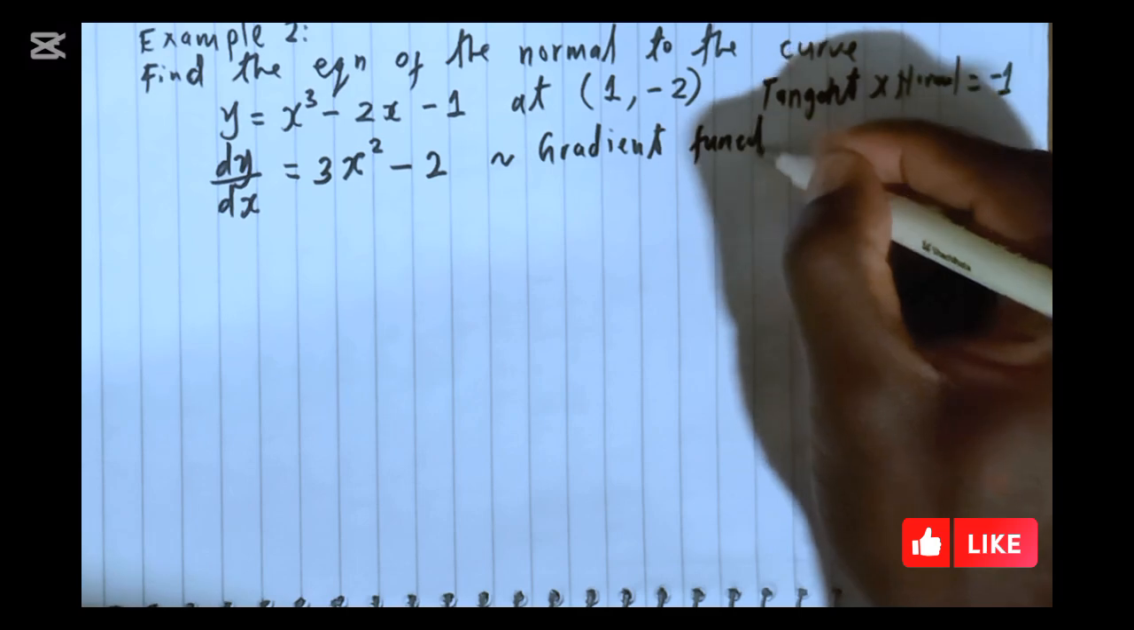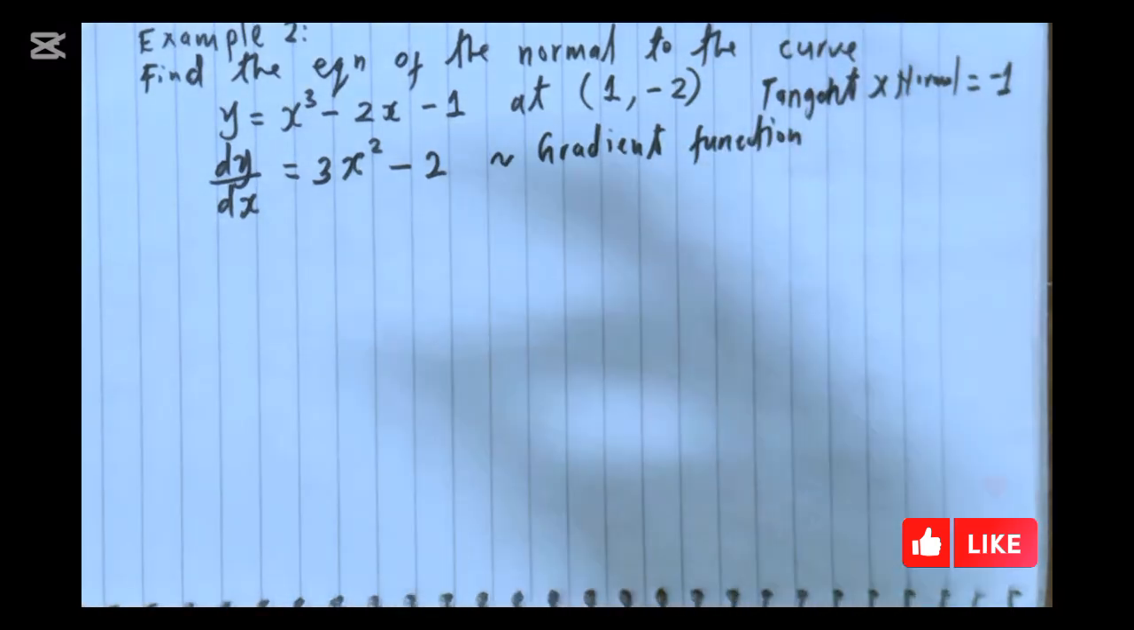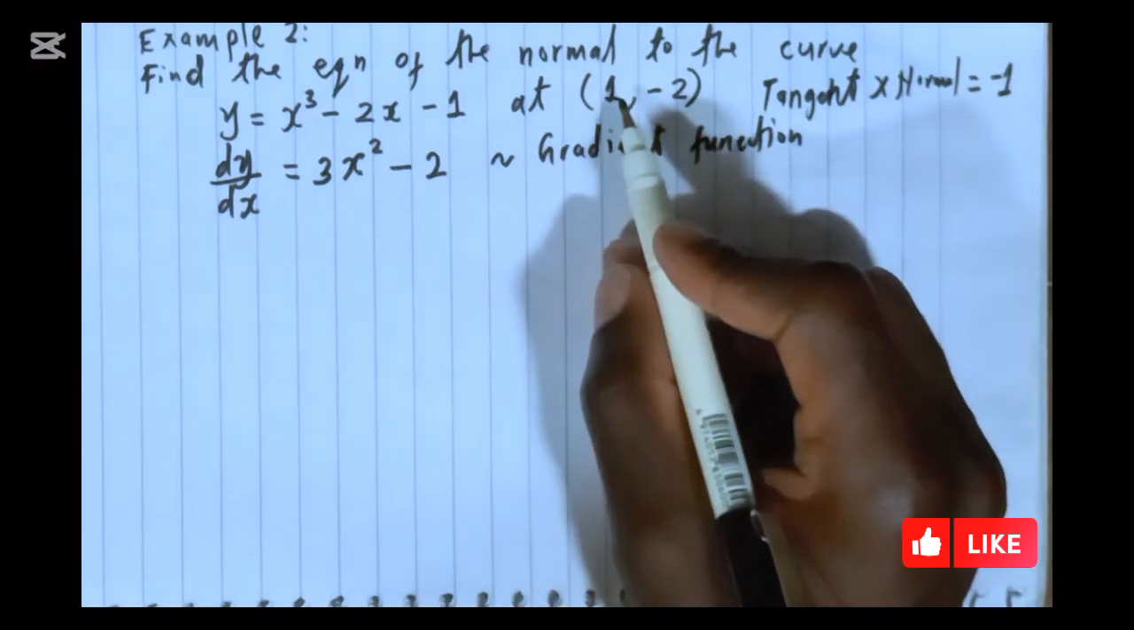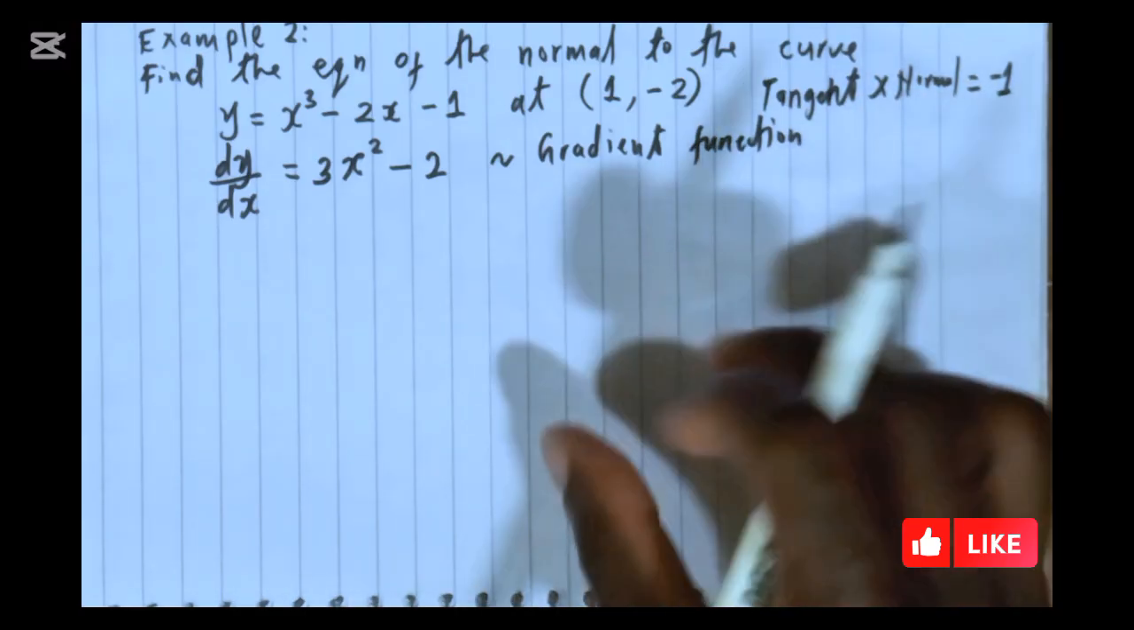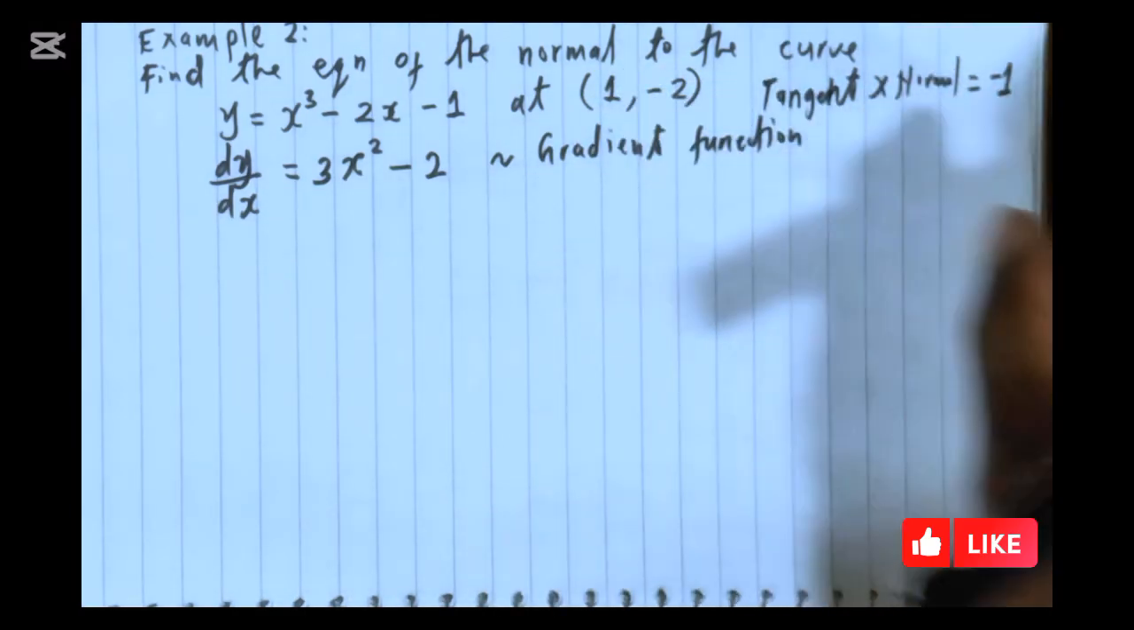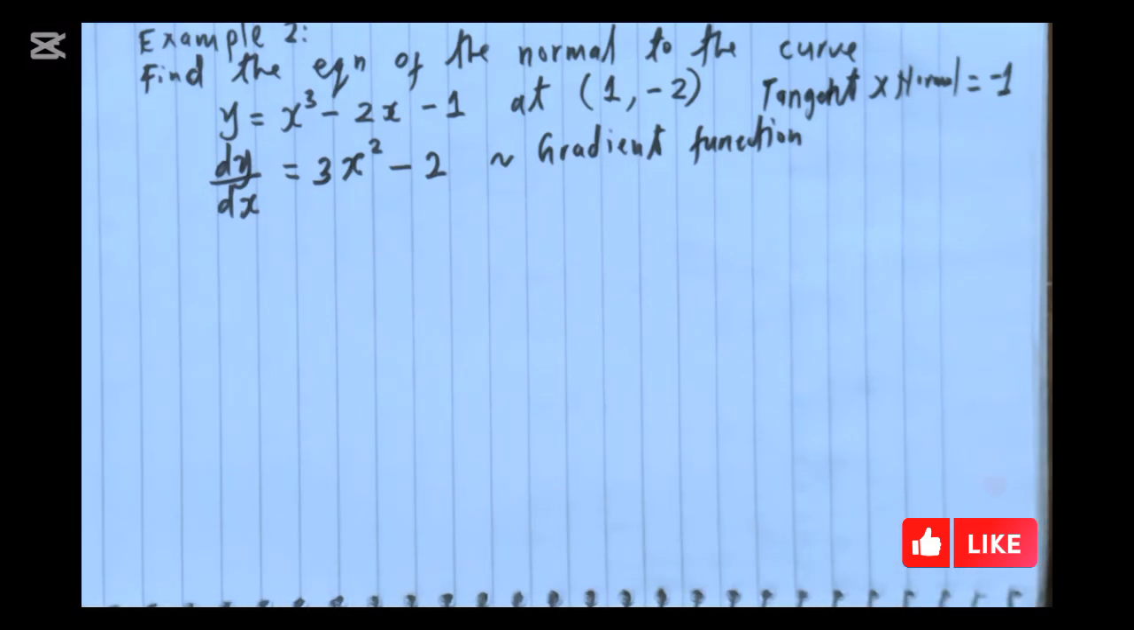So with this here, we can actually find the gradient of the curve at the point 1, -2. And we also have to note that the gradient at that point of intersection is also the same as the gradient of the tangent. All right. So by finding the gradient at point 1, -2, we've also found the gradient of the tangent.